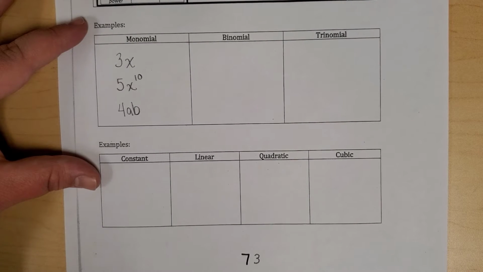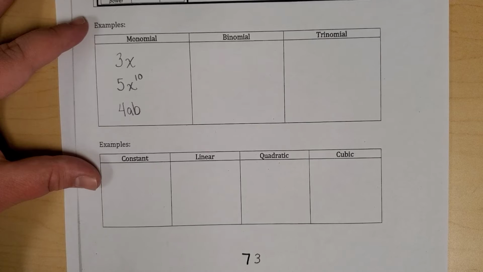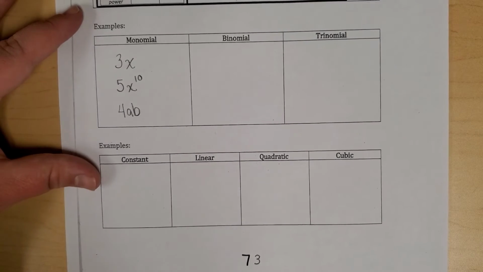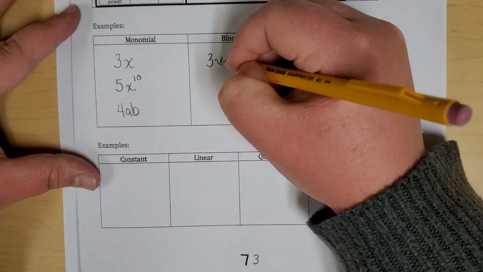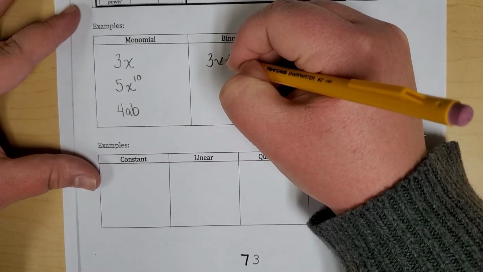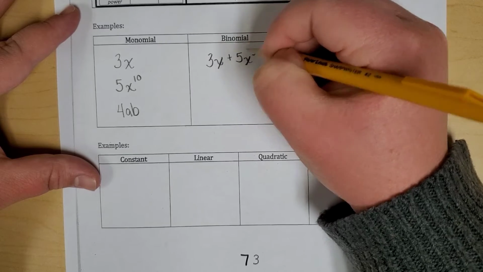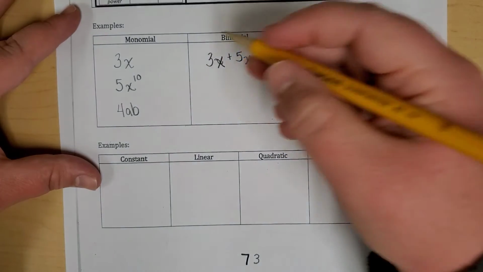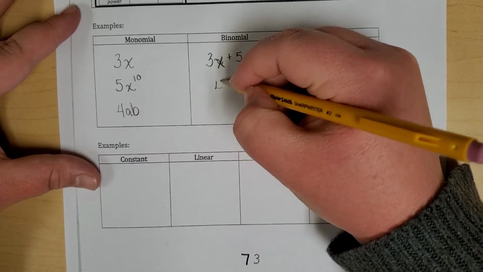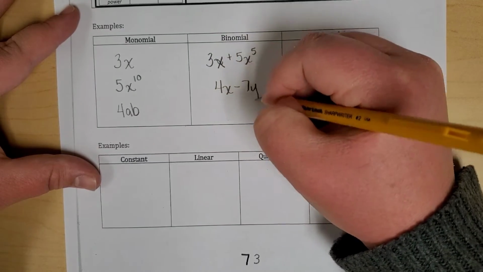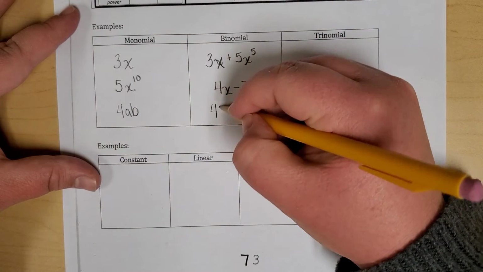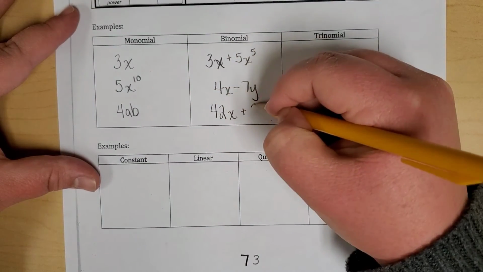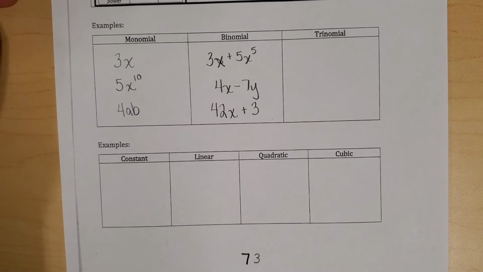If I'm talking about a binomial, that means I have to have 2 terms. So that means I have to have 2 terms separated by either addition or subtraction. So for example, I could have 3x plus 5x to the 5th. That would be a binomial. Or I could have 4x minus 7y, 2 terms separated by subtraction. Or I could have 42x plus 3. That would be a binomial. And obviously there are way more than just these examples.